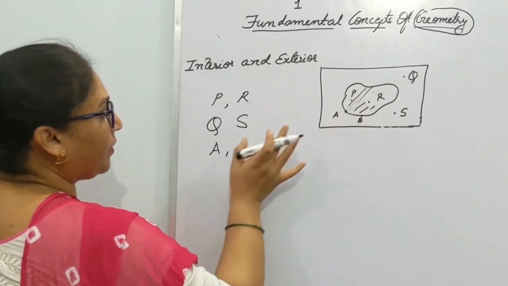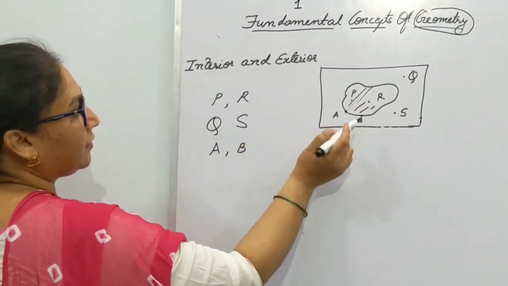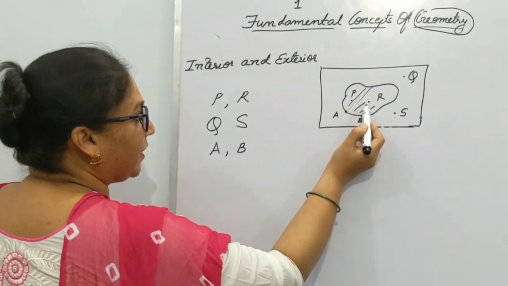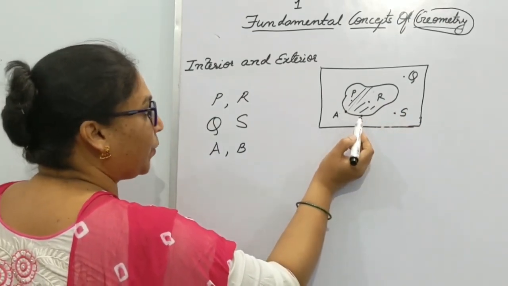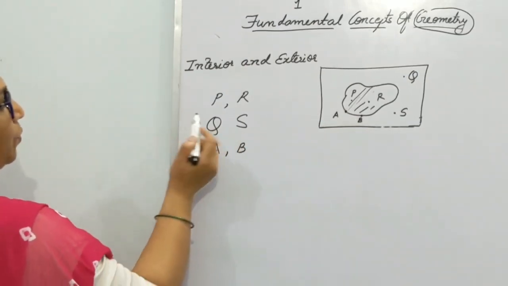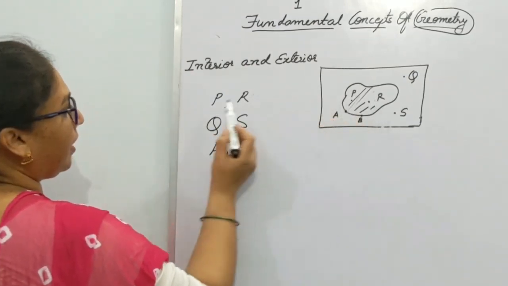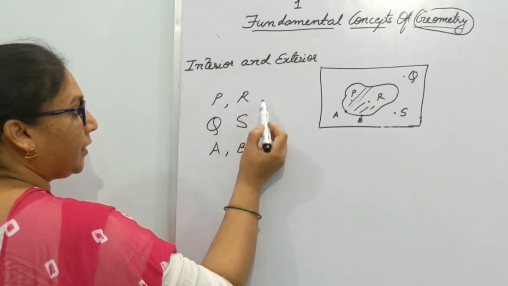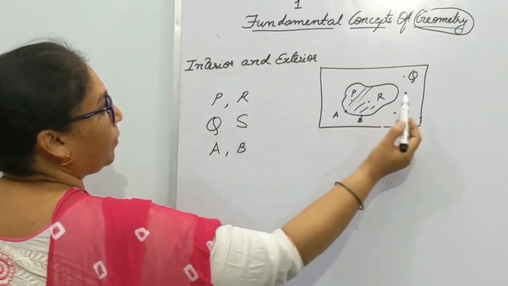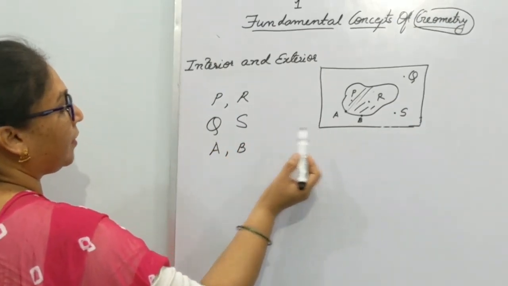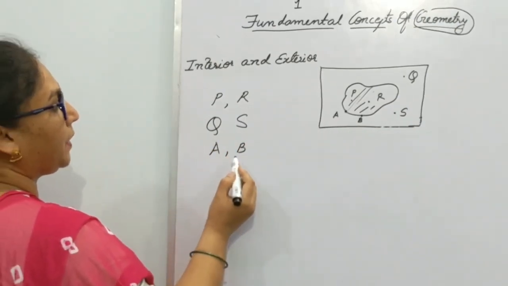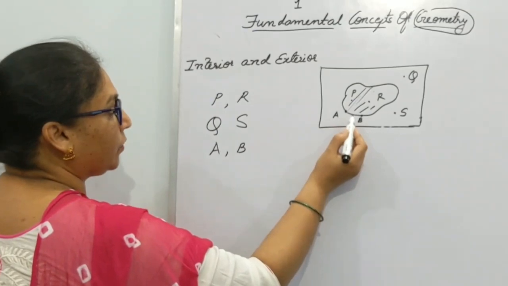Now there are three possibilities in this case. Some points may lie in interior region, some in exterior region, and some are on the closed figure. Here point P and R are in interior of the closed figures. Point Q and X are in exterior of the closed figure, whereas the point A and B are on the closed figure.